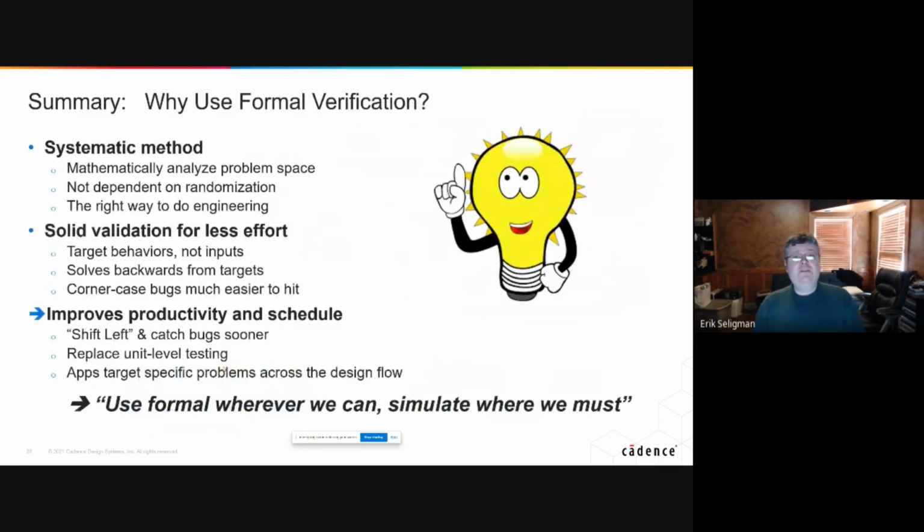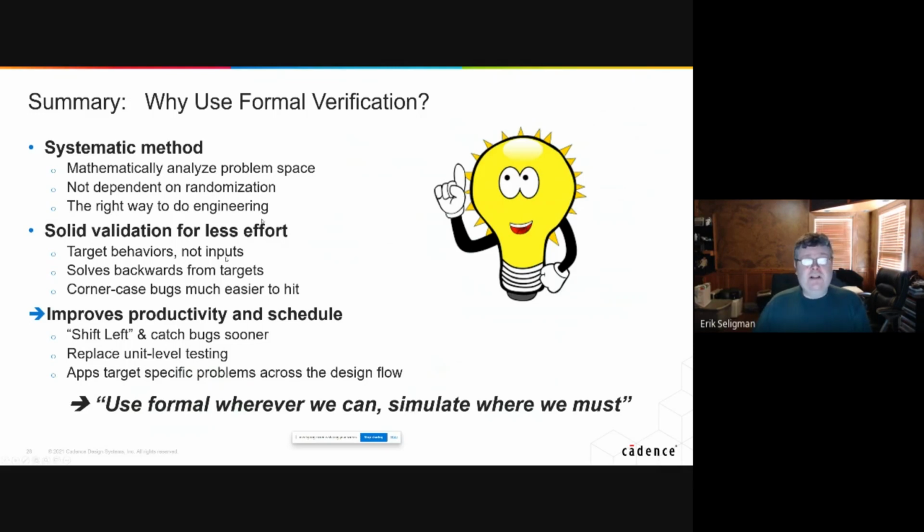So why use formal verification, right? These are the key reasons you should take away from this. First of all, it's a systematic method. It mathematically analyzes the problem space. It's not dependent on choosing random values and trying them. So it's really fundamentally the right way to do engineering.